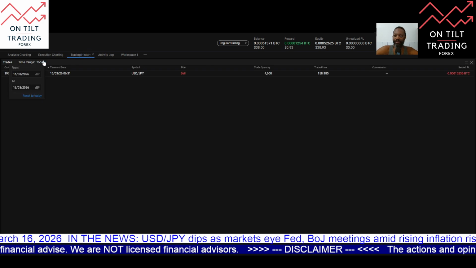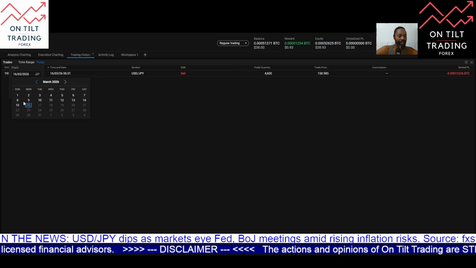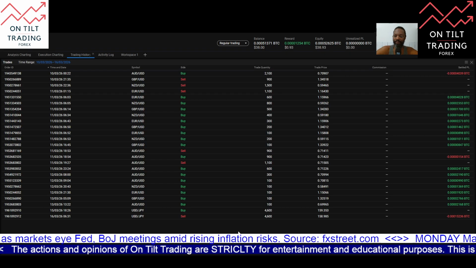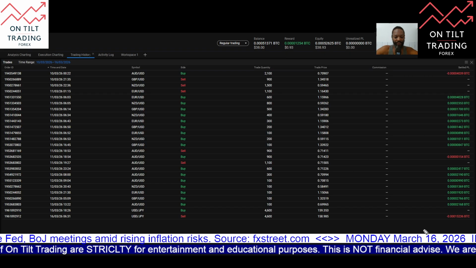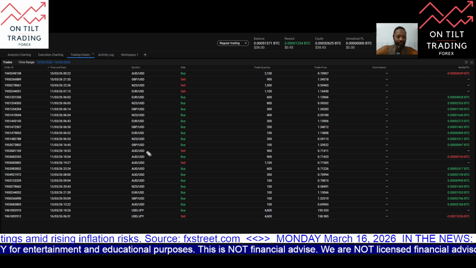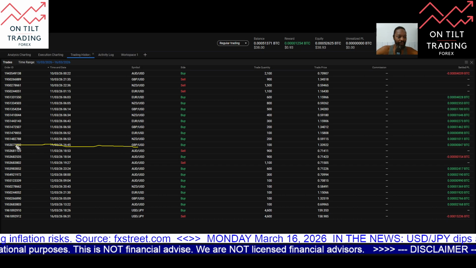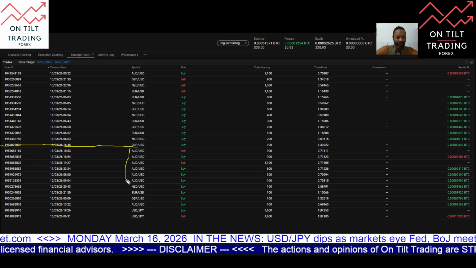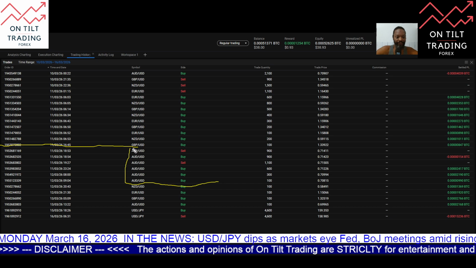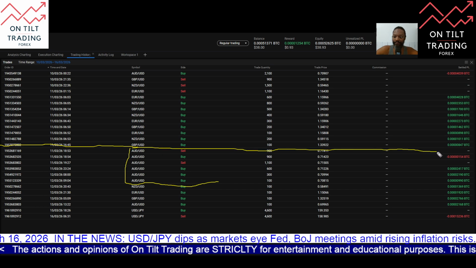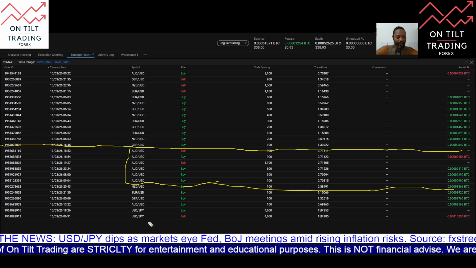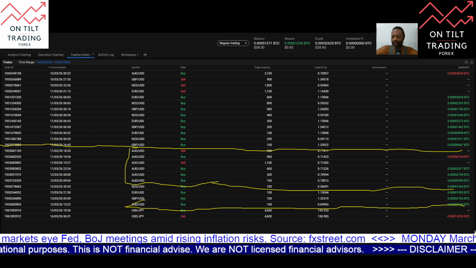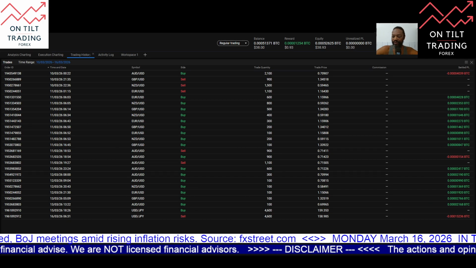For my history, let's look at last week. Here, okay, we can find Aussie dollar in here. So here we've got Aussie dollar coming in here. You can see Aussie dollar here. And then the last position here. So you can see just taking profits here. So this is basically last week's price action here.